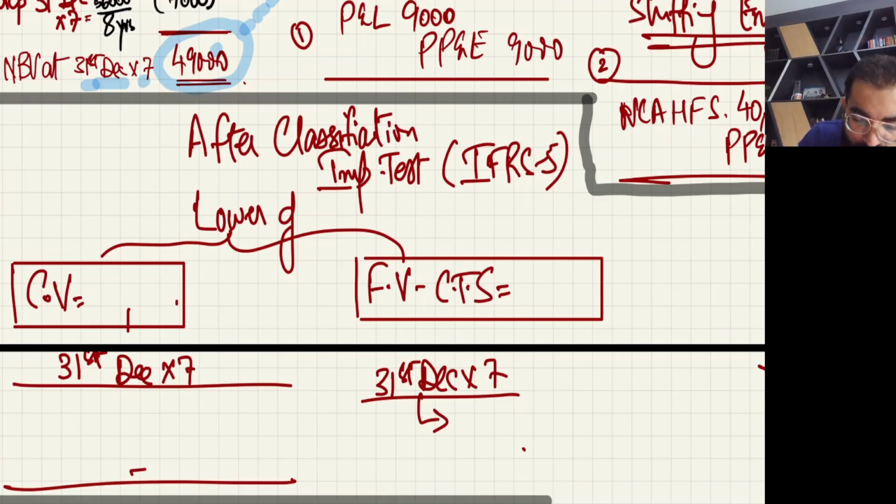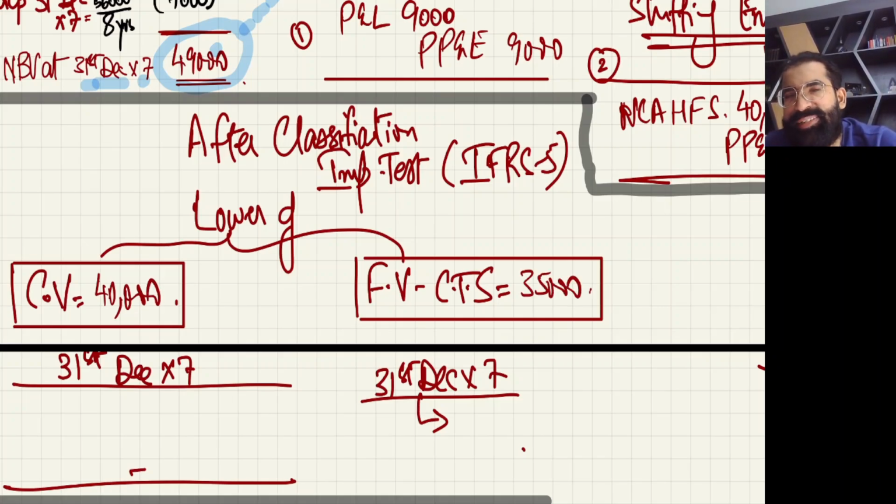Carrying value is 40,000 because we brought down the asset to 40,000, and fair value less cost to sell right now is 35,000. So IFRS 5 says to record this asset at the lower of carrying value and fair value less cost to sell. So definitely there is a further impairment of 5,000. Why? Because we are showing the asset at 40,000, but the only benefit we are going to obtain from the asset is by selling it, and that benefit is only 35,000.